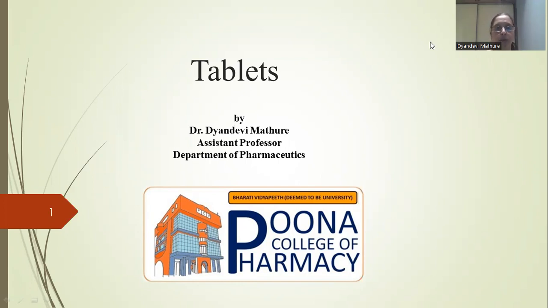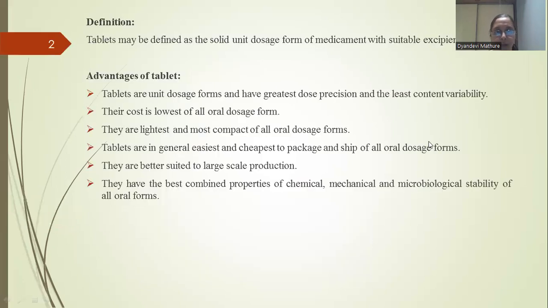Today we are going to start with the tablet chapter. In tablets we will be discussing the definition of tablet, and the advantages and disadvantages of tablet. Mainly, in today's lecture our focus is on the excipients used in the formulation of tablet, or what ingredients are used in the formulation of tablet.